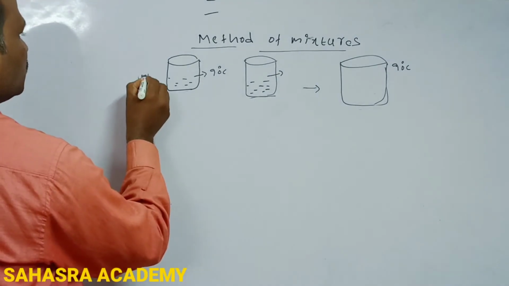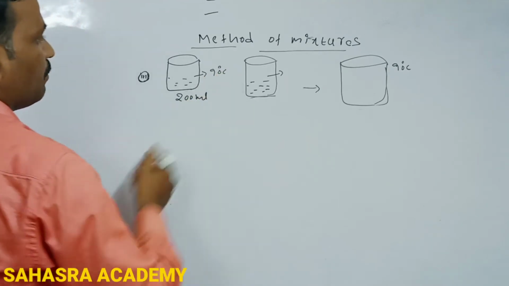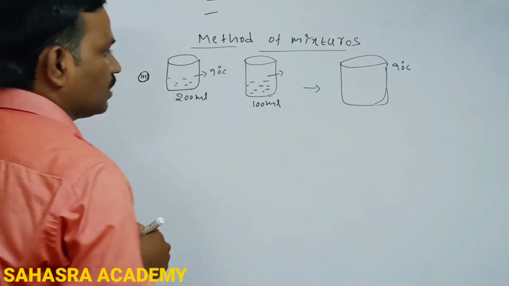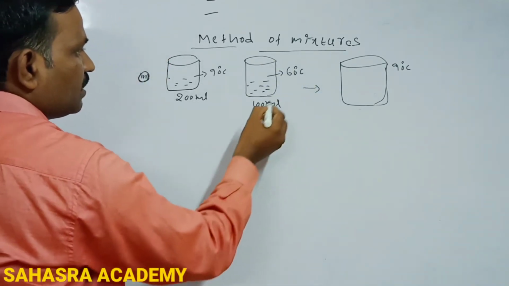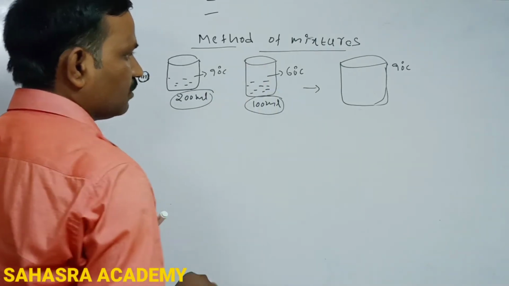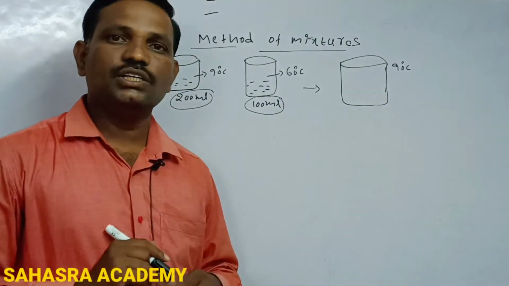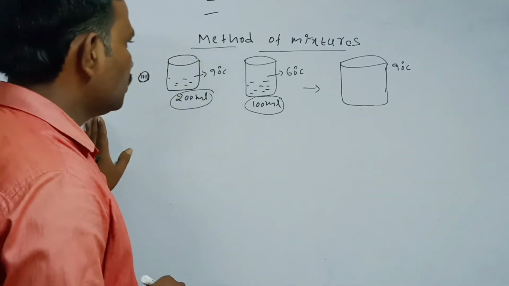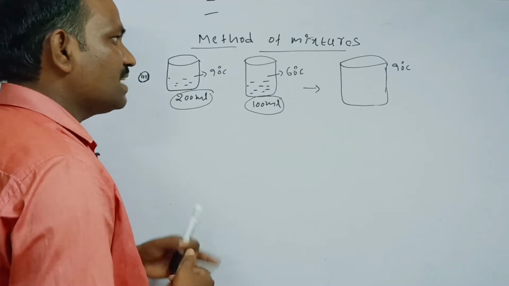Now see here, this is the third situation. Here the volume of water is 200 ml and the temperature is 90 degrees Celsius. And here we have to take 100 ml of water, and the temperature is 60 degrees Celsius. Here the volumes are different and the temperatures are also different. We should not take the average here. In the two earlier cases the volumes were equal, that is why we took the average as the mixture temperature. But in the third situation, the volumes are different, so we should not take the mixture temperature as the average.